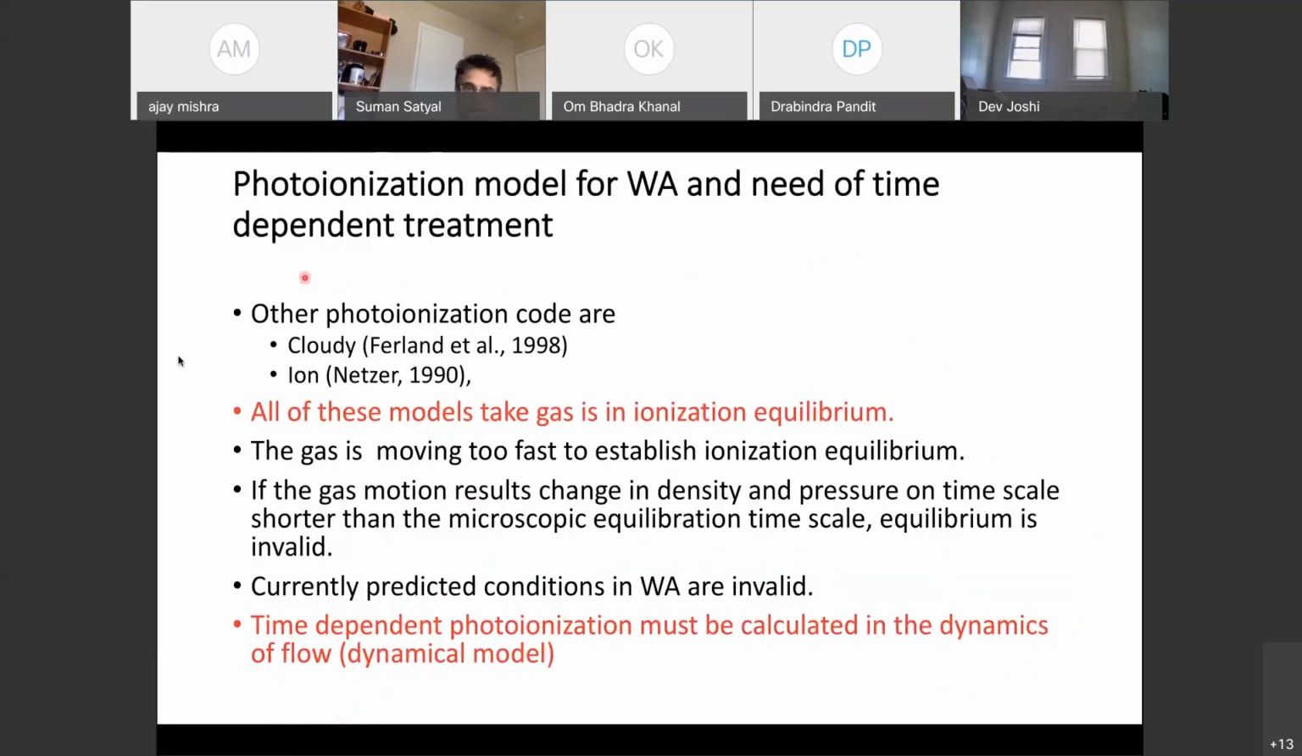Until now, I talked about how the study of the warm absorber is important to understand the co-evolution of black holes and host galaxies. But how do we do that? The answer in most cases is the study of photoionization processes of the ambient materials. All the existing photoionization models assume that the gas is in statistical equilibrium, but there are conditions where the gas motion results in change in the density and pressure on a time scale shorter than the microscopic equilibrium time scale. In this situation, the equilibrium supposition is invalid, and current predictions about the warm absorber may be far from reality. Therefore, we need to take time-dependent calculation into account.